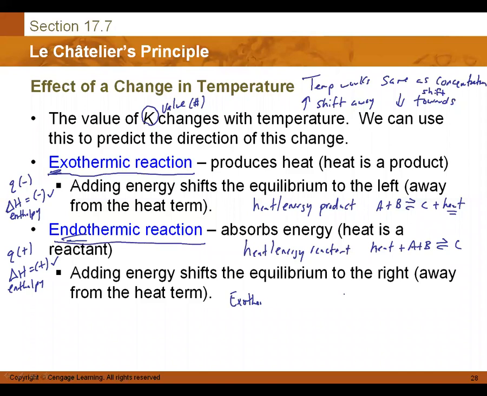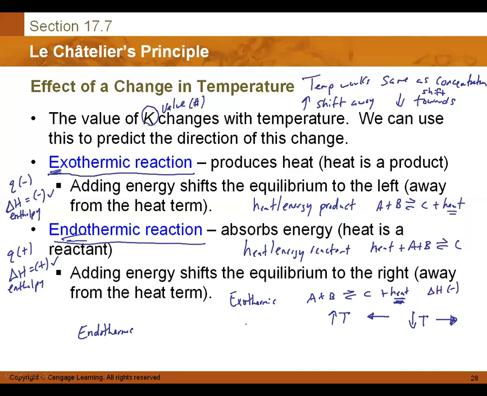So when we look at these guys for an exothermic reaction, like I wrote up there, A plus B goes to C plus heat, right? The delta H would be negative. And that means in an exothermic reaction, if you increase the temperature, it would be like adding a product, which means the equilibrium should shift away and go to the left-hand side. If you decrease the temperature, that would be like removing a product, which means it should then shift towards it and would go to the right-hand side. Now, if you had the endothermic, it would be the opposite.